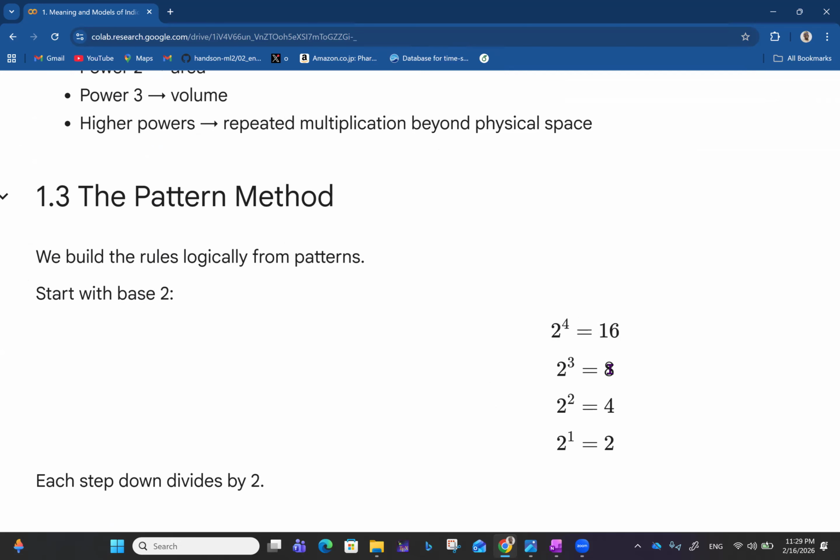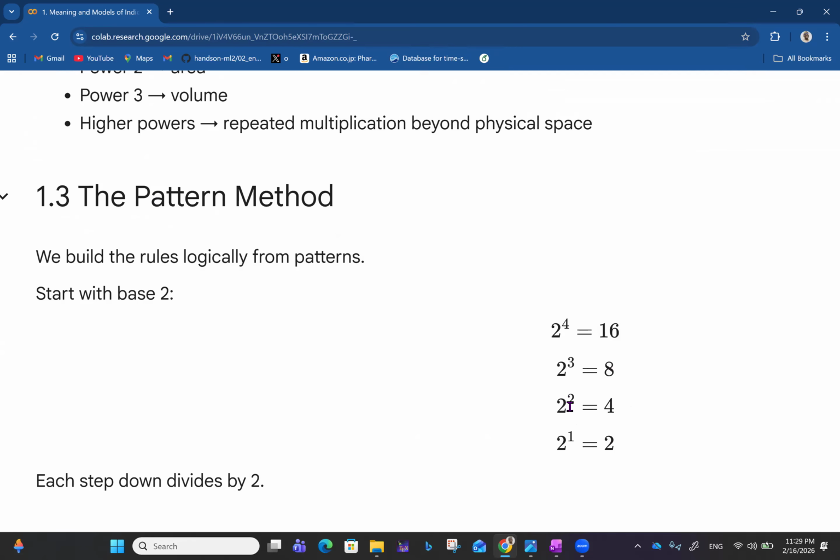Of course, 2 raised power 3 is 8 because 2 times 2 is 4, 4 times 2 is 8. And then divide again by 2. So you have 2 raised power 2, which is the same thing as divide 8 by 2, that's 4. So 2 raised power 2 is equal to 4. Divide by 2 again. You have 2 raised power 2 divided by 2. That is 4. 4 divided by 2 is 2.